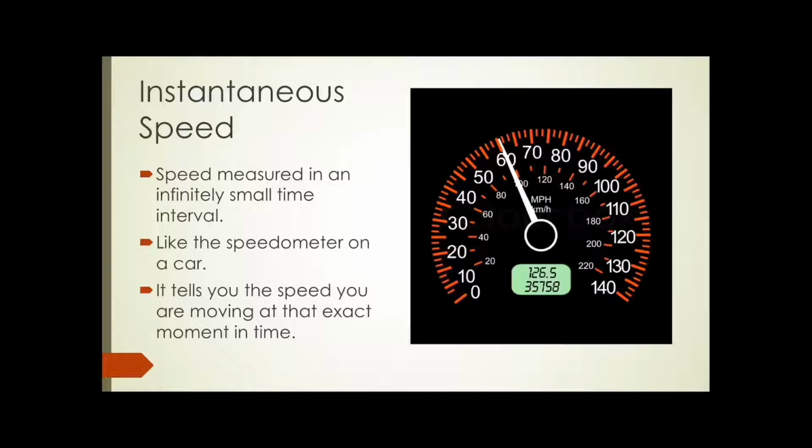Now let's talk about instantaneous speed. So instantaneous speed is the speed that is measured in an infinitely small amount of time. It's like the speedometer on your car. It tells you the speed you are moving at the exact moment in time that you are looking at your speedometer. So this one here basically says it's going 61 miles per hour at that exact moment in time.